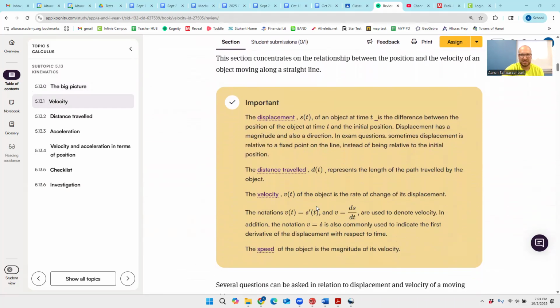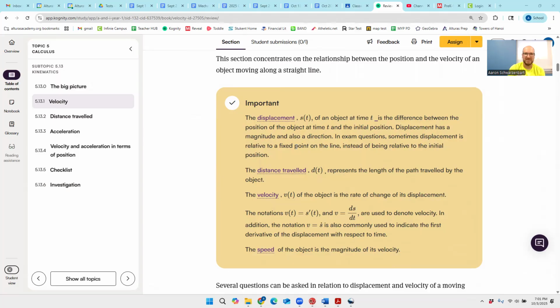Okay, velocity. A few key terms here. Displacement. Displacement is a change in position. So if you walk around the room and end up back in your seat, you have a zero displacement, even though your distance isn't zero. They will use S of t here for displacement. That's pretty common. That's what we used in the calculus book as well.